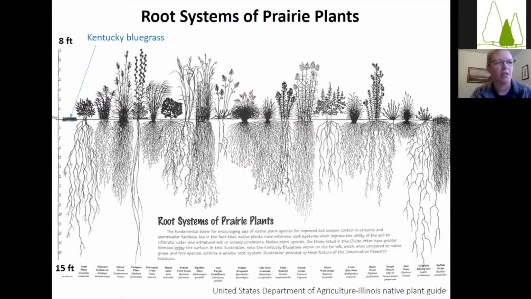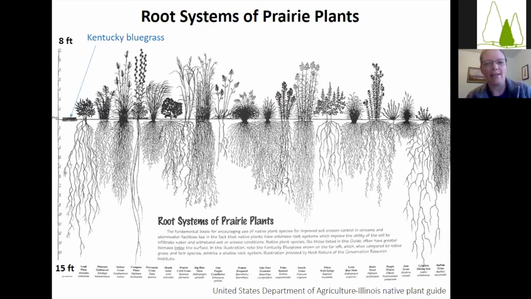In fact, if you look at this diagram that is from the USDA Illinois Native Plant Guide, you see that Kentucky bluegrass, all the way on the left, is the typical grass that you might have in your lawn, and you can see that its root structure is really fine. So you can easily remove Kentucky bluegrass from your lawn because the roots don't go very deep. However, if you look at some native types of plants that you might see in prairie conservation corridors, you see that root structure really extends very deeply into the soil. So you get down to 15 feet deep with some of these prairie plants.